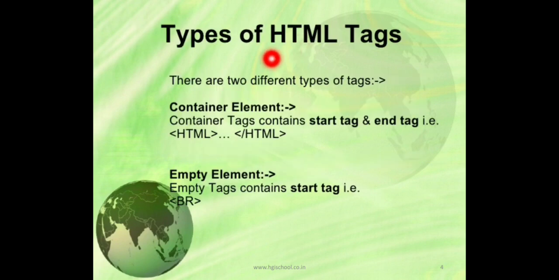Now types of HTML tags. There are two different types of tags: container elements and empty elements. We can also say container tags and empty tags. So container tags contain a start tag and an end tag, but an empty tag contains only a start tag. It does not contain an end tag.